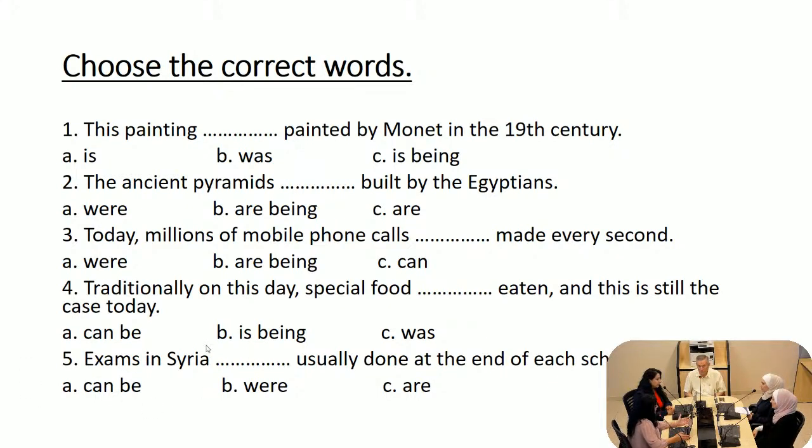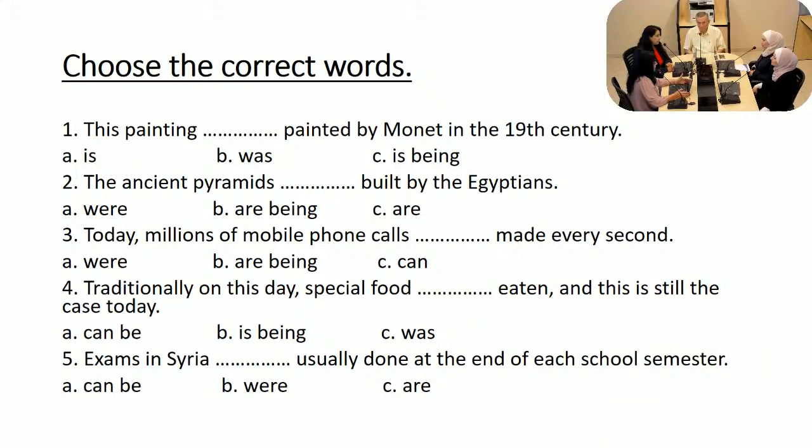Now, number 5. Exams in Syria usually done at the end of each school semester. Can be, were, are. Usually indicates present simple and are done.